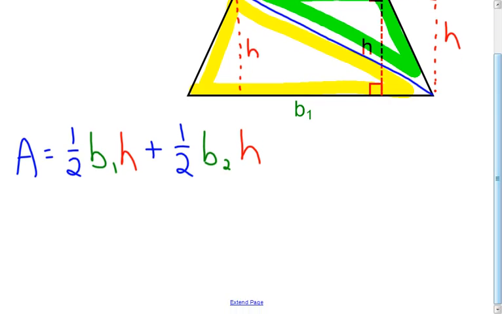Now what I'm going to look at is that there are definitely pieces that could be factored out of each term here. Both of them have 1/2. Both of them have H. So if I factor those two out, the only things that are left in each of those terms would be the B1 and the B2.